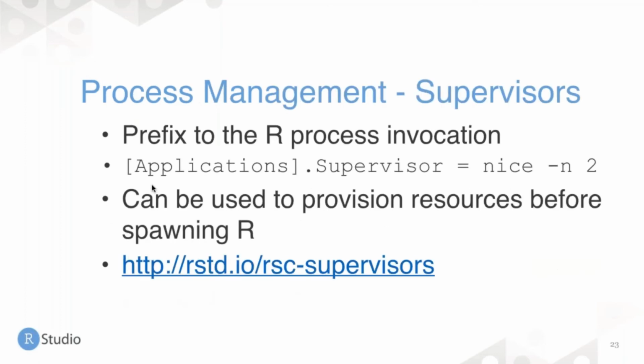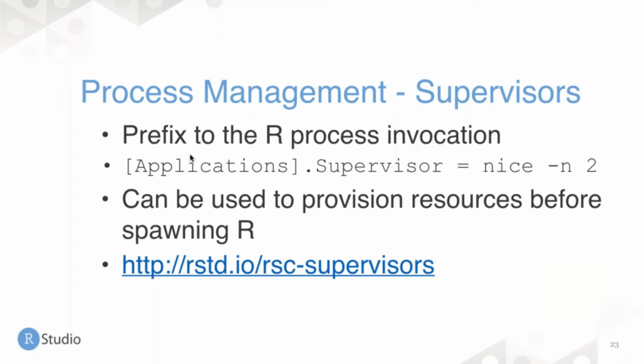Another feature that you should be aware of is the notion of a process supervisor. This is basically a prefix that we'll provide into the R process invocation. This is defined in applications.supervisor. For instance, we provide the example here of running nice, which is a Linux command, if you're unfamiliar, that allows you to set the process priority for a given application. This is a prefix that we're going to run before spawning R. So in this case, we're going to say, give it nice priority level 2, and then invoke R.